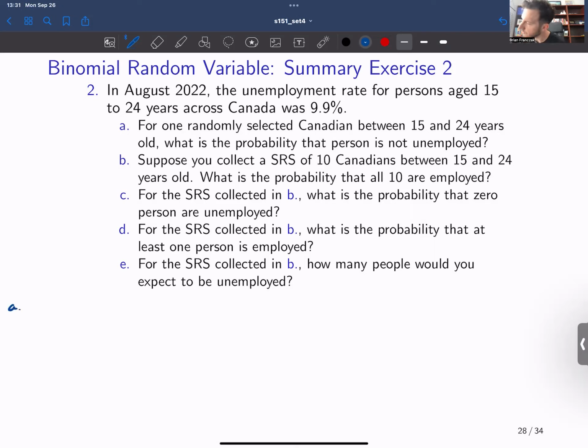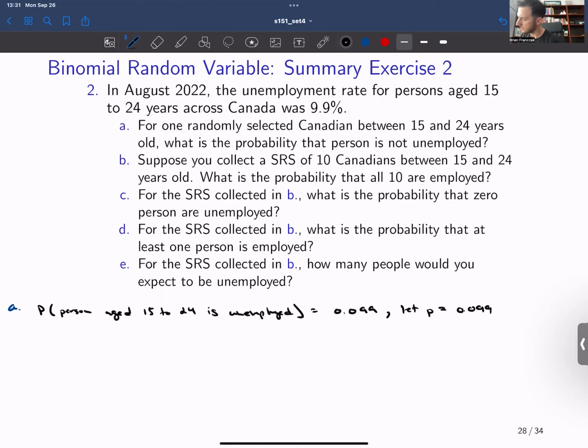All right, so this is simply the probability given to us in the first question. So the probability a person aged 15 to 24 is unemployed equals 0.099. Herein, we say let P equal 0.099.